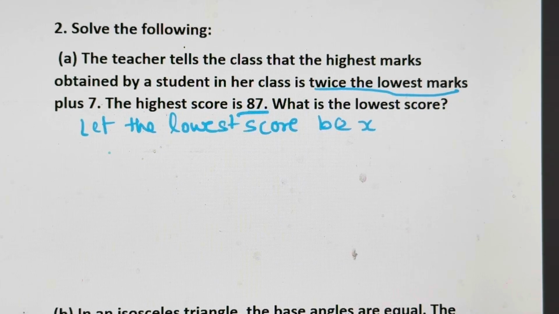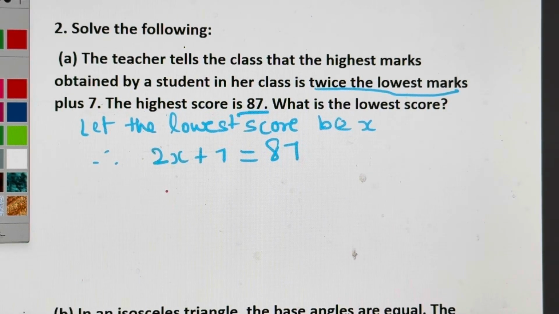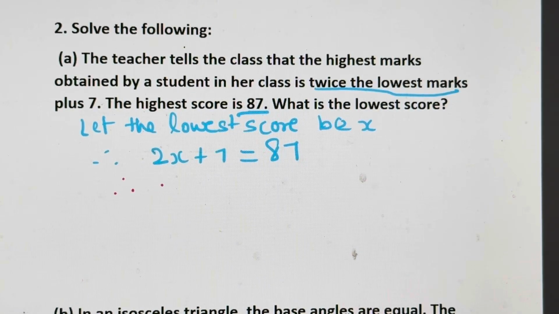So how will we form the equation? Twice the lowest marks plus 7. Twice the lowest marks means 2x plus 7. If we do that, we get the highest score, which is 87. Right? Once the equation is formed, then it's easy for you to solve. So I'll just show you.